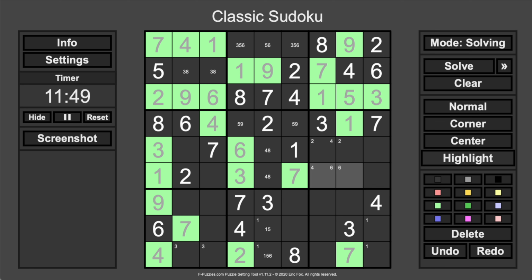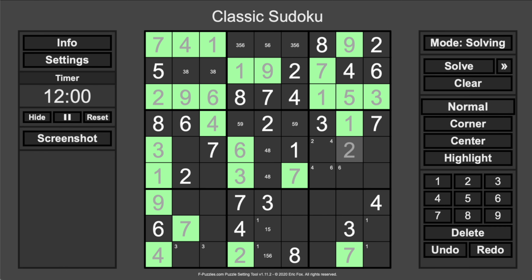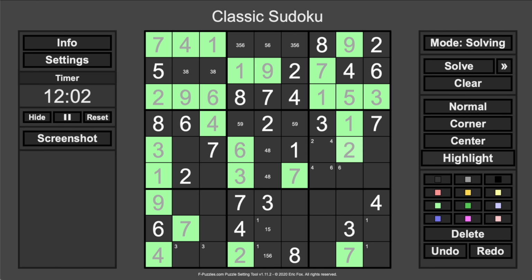Column 8, I've got 1, 3, 4, 5, 7, 9. I need 2, 5, and 6. That can't be 6 or 5. That actually is a 2. It's now forced, which means that's not 2. This actually can't be 2 or 5. Now I have 1, 2, 3, 4, 5, 7, 9. These two are 6 and 8.